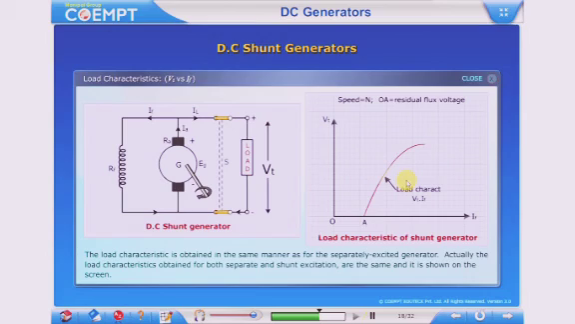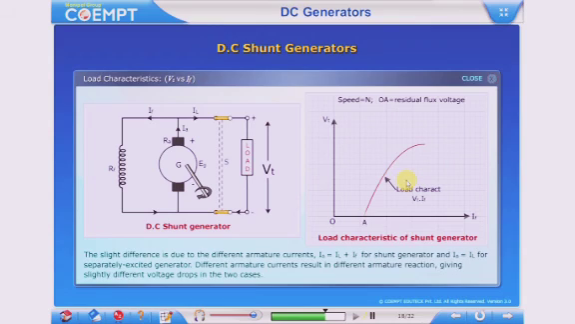This is defined as a relationship between the terminal voltage and the load current. This graph is the same as that of the load characteristic curve obtained in the case of a DC shunt generator.